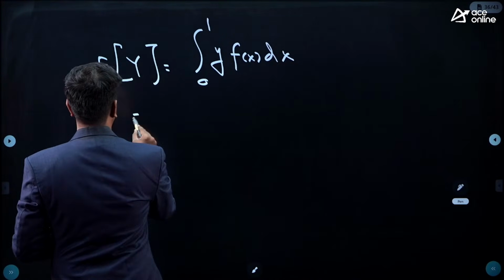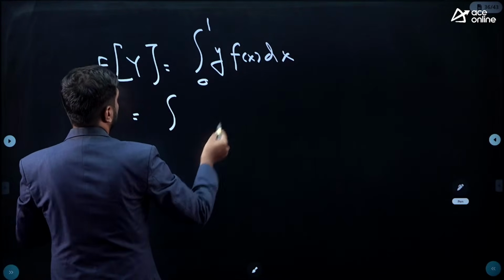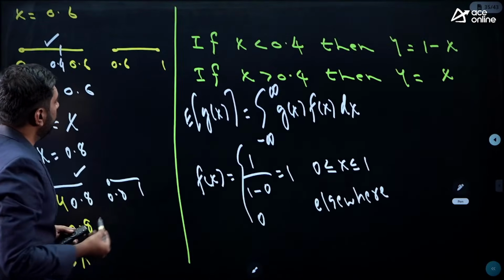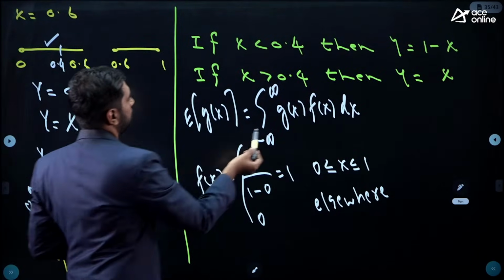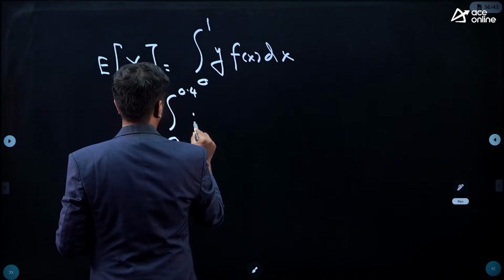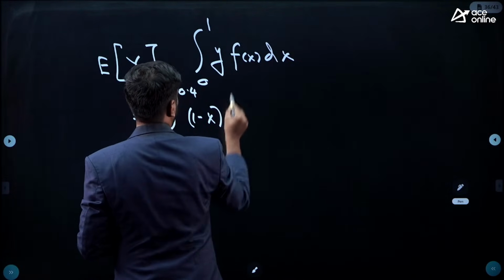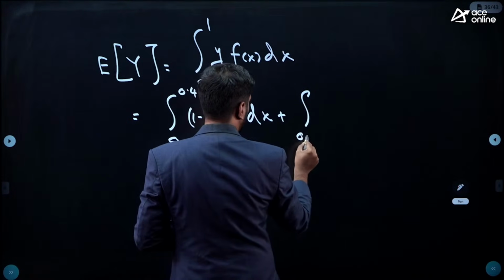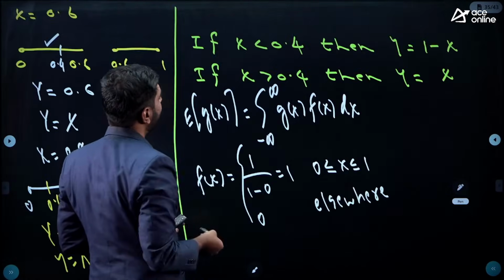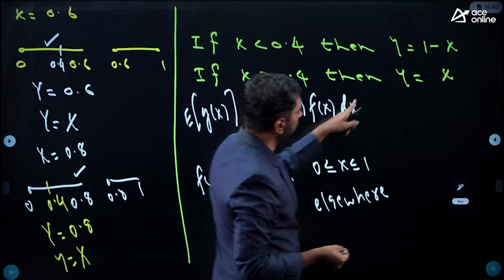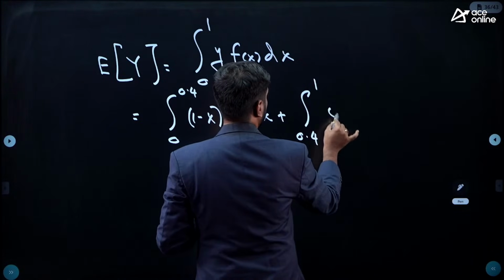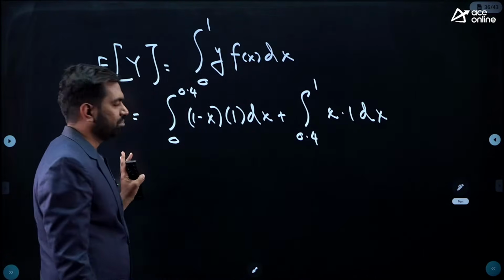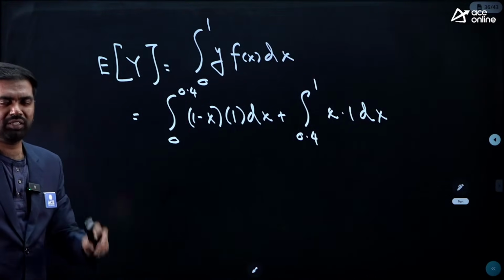I want to separate this integral, or I want to write like this: 0 to 0.4. Where x is from 0 to 0.4, the value of y is 1 minus x. So this is 1 minus x into f of x value is 1 dx plus integral 0.4 to 1. When x is from 0.4 to 1, that is this case, the value of y is x. So this is now x into 1 into dx. Simplify this, you'll get a decimal value. That will be your answer.